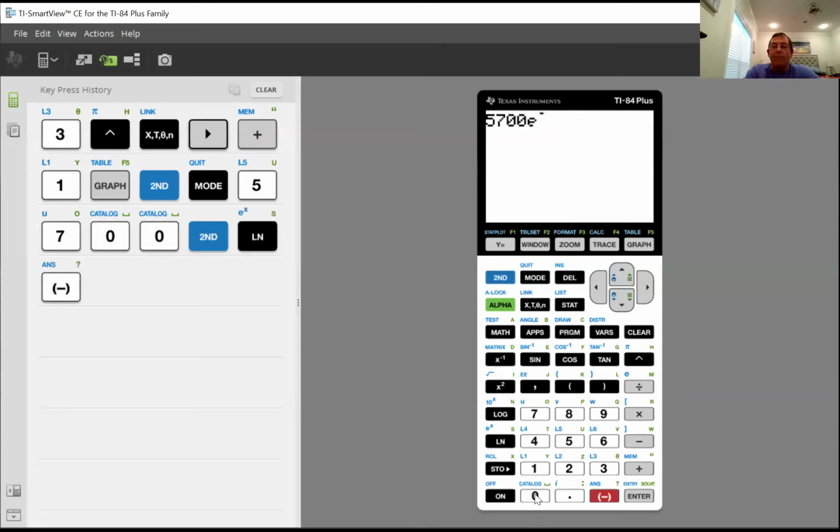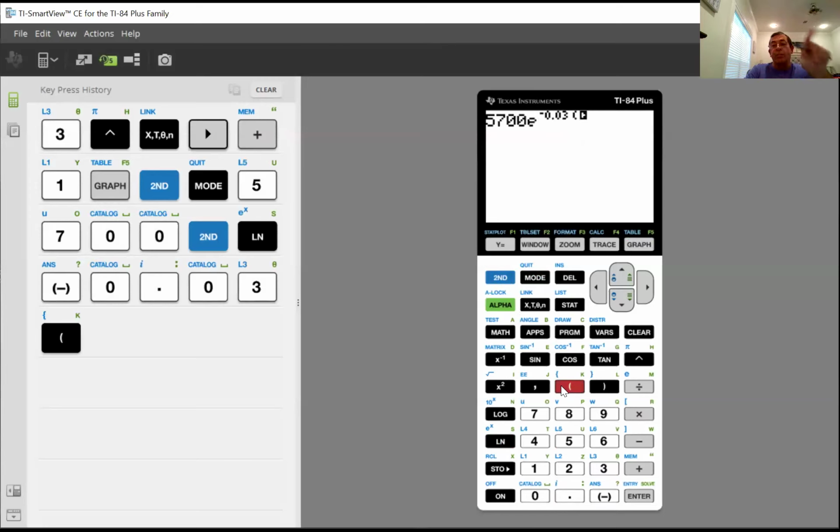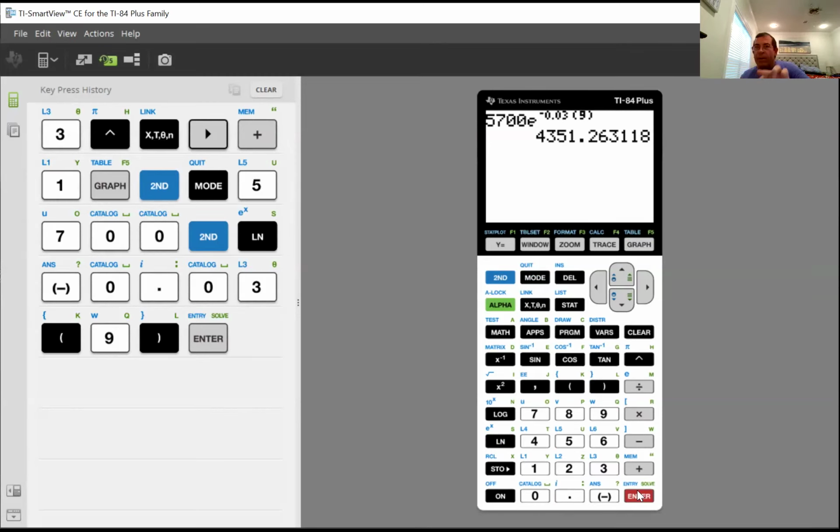So negative 0.03 times my T, which was 9 years. And I'm rounding it to the nearest acre, so no decimals. So it looks like 4,351. And I'm going to keep that a 1 because the 2 is less than a 5.